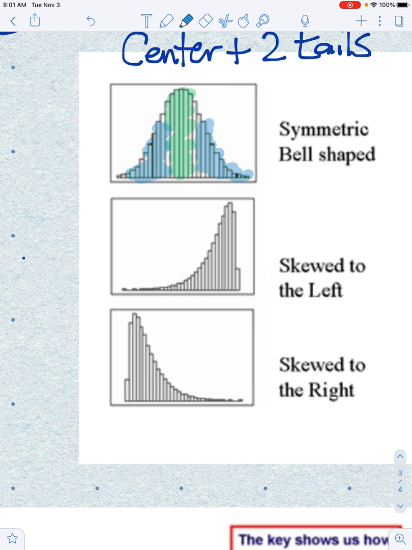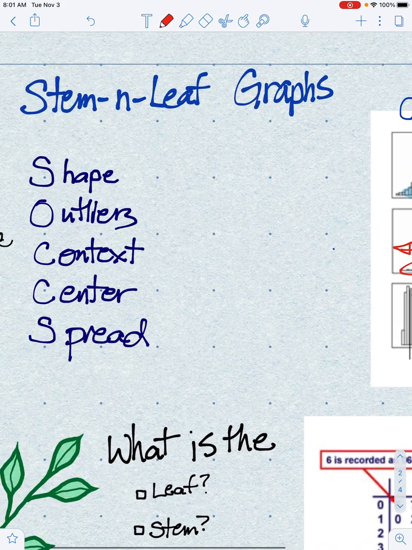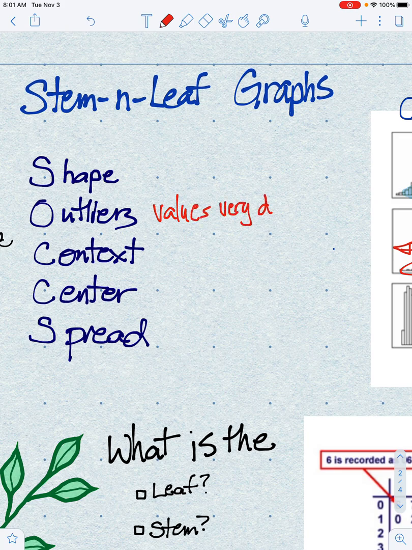Otherwise, the data could be skewed to the left, which means that basically somebody has grabbed this tail and stretched it. Or it's skewed to the right, and same thing, except somebody's stretched that way. That affects the way we interpret those numbers that are given to us. Outliers. Are there values which are very different from everything else, meaning they're so large or so small, they really skew the data.